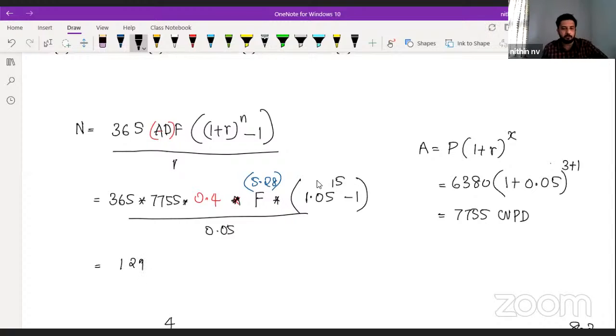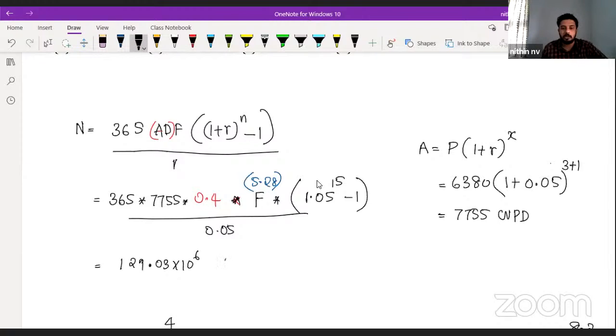I am getting a value 129.03 into 10 raised to 6. Very big value you are going to get. Okay, don't think that you are getting a big value, something wrong. No, very big value will be getting. Are you getting something like this? Right? Yes, thank you. So something like this, around 129.